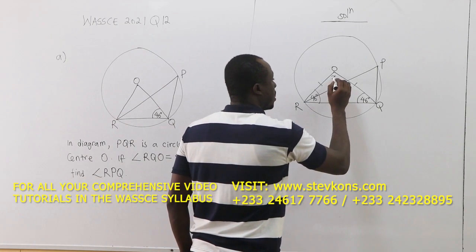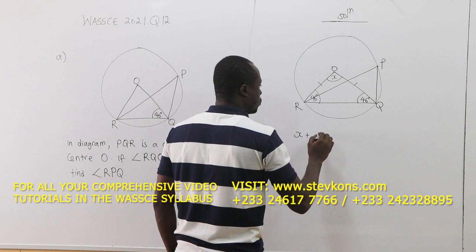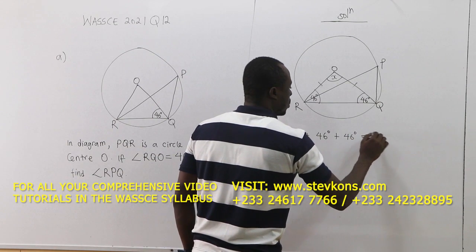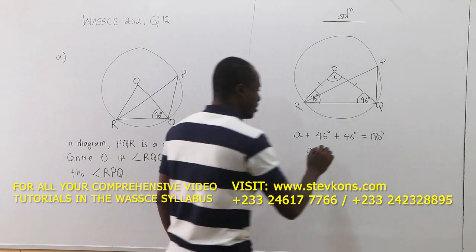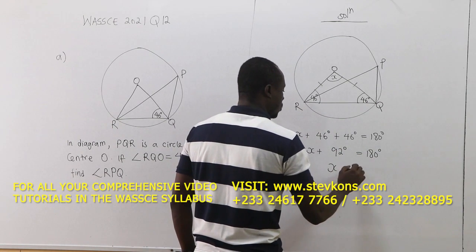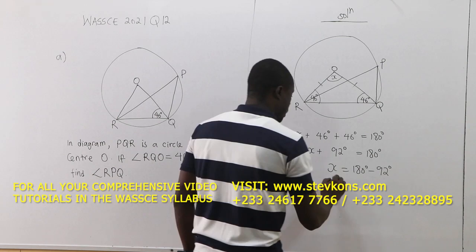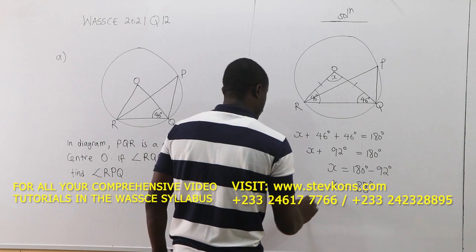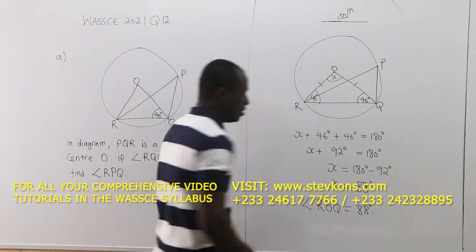We want to find the angle over here, that is ROQ. Now, the sum of angles in a triangle adds up to 180 degrees. So X, now what is 46 plus 46? That's 92. So X is equal to 180 degrees minus 92 degrees. So clearly 180 minus 92 is just 88 degrees. Therefore, angle ROQ is equal to 88 degrees.